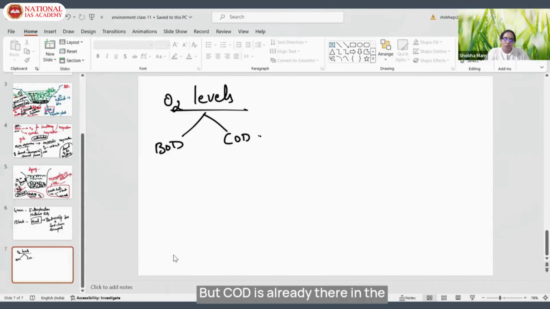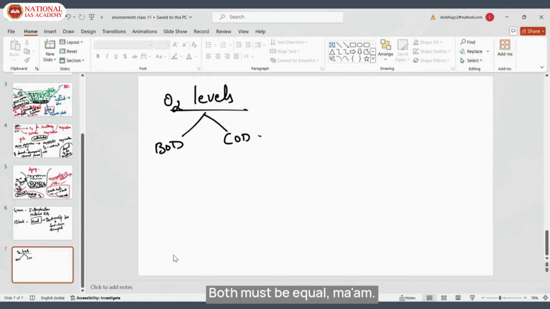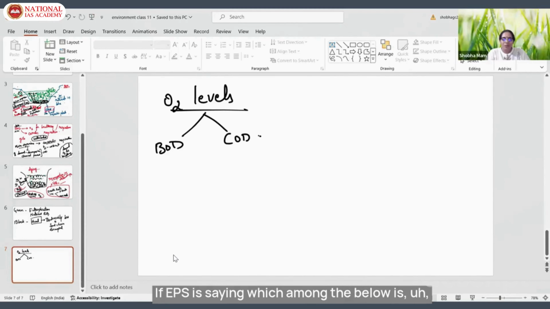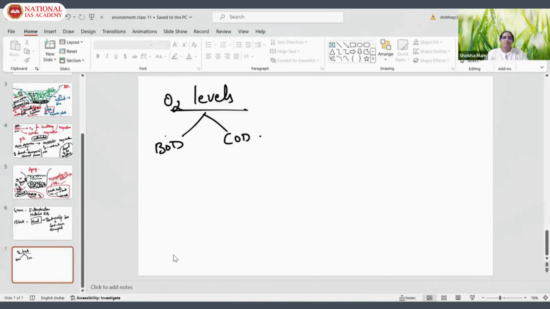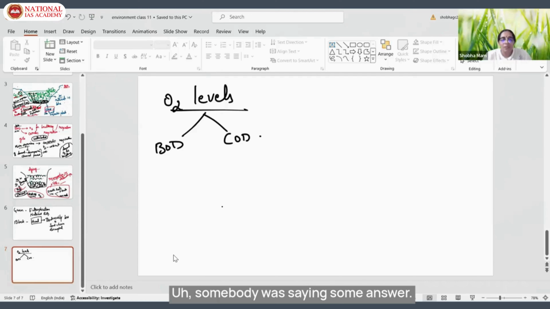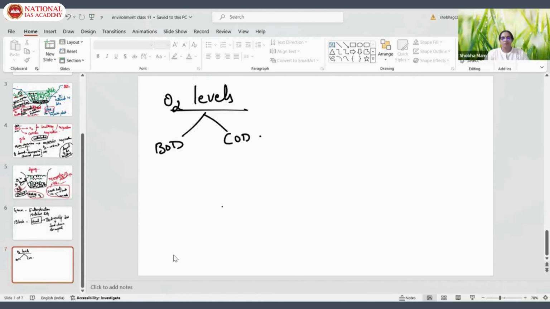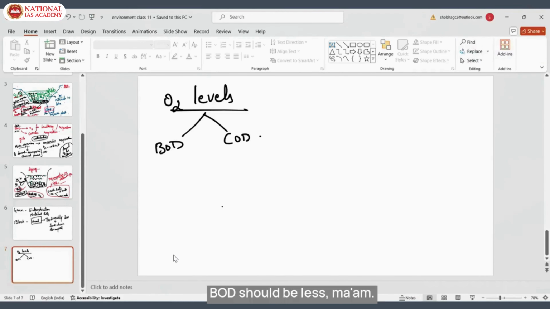Okay, but COD is already there in the lake and you are measuring BOD. Is it good then? Both must be equal, ma'am. No, BOD should be decreased, ma'am. If UPSC is asking which among the below is preferred, you have to select one. You cannot tell both. BOD should be less, ma'am.